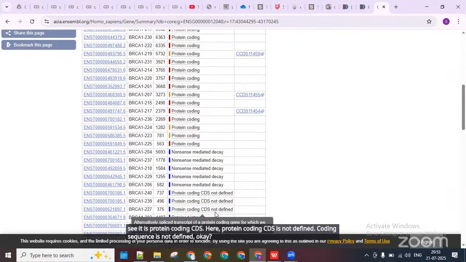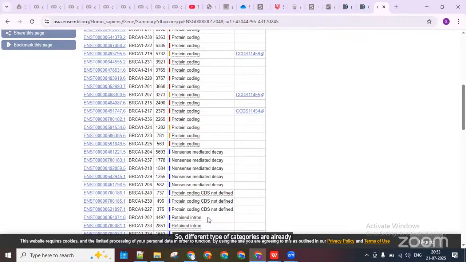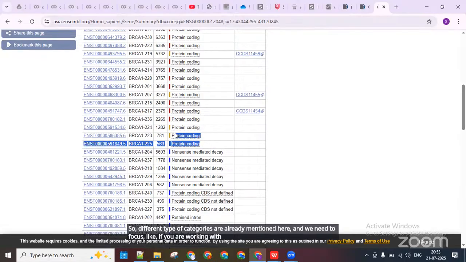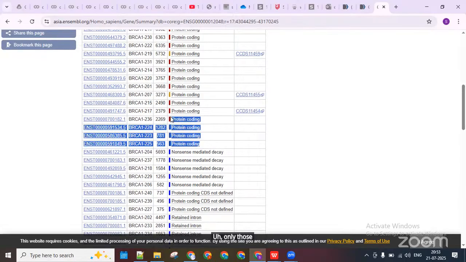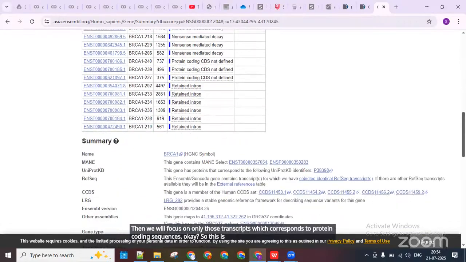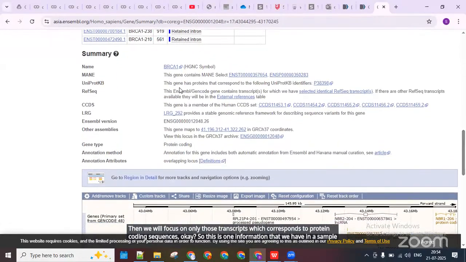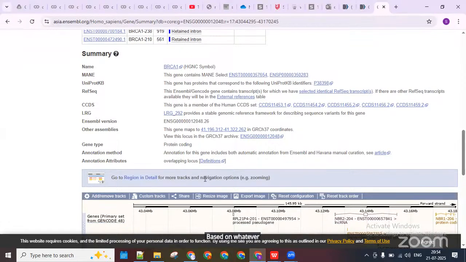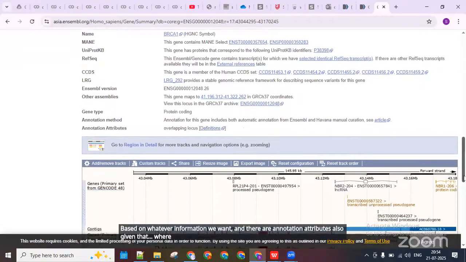Okay, so different types of categories are already mentioned here, and we need to focus on them. If you are working with coding sequences and focusing only on coding sequences, then we will focus only on those transcripts which correspond to protein coding sequences. Okay, so this is one piece of information that we have in Ensembl, and we can also get other details for the gene that we are searching, based on whatever information we want. And there are annotation attributes also given, showing where they are involved.